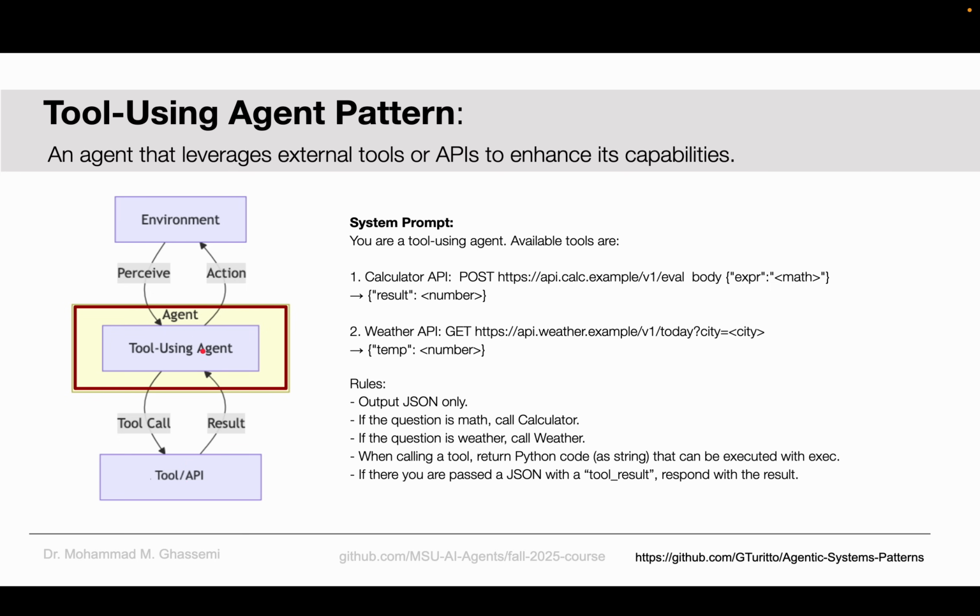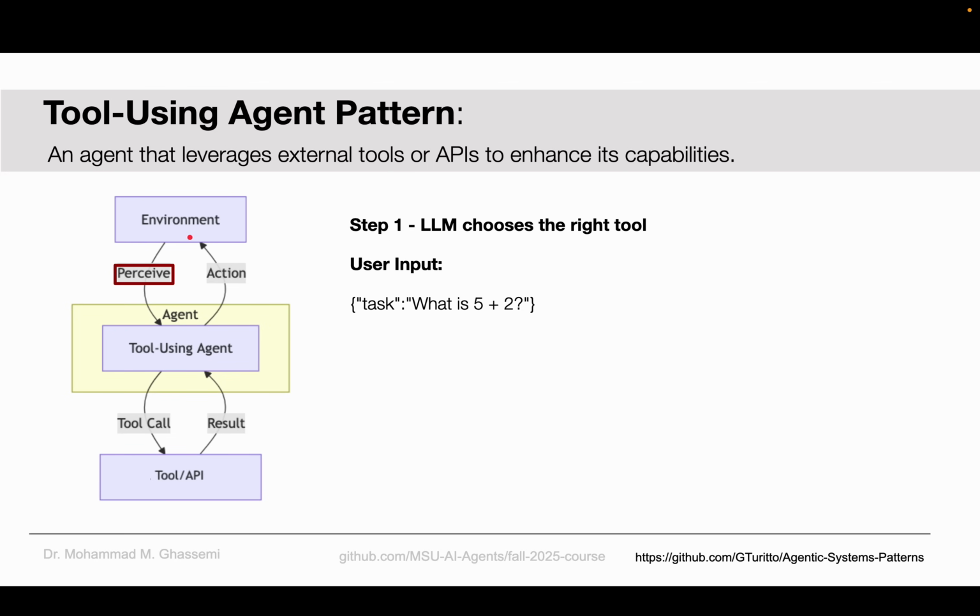And then those tools are going to respond with results. And we don't want to just get stuck in this loop. We want to be able to pass those forward to the human being. So with the system prompt specified, the first step might be for the LLM to choose the right tool given the user input. So let's say the user input is, what is 5 plus 2?